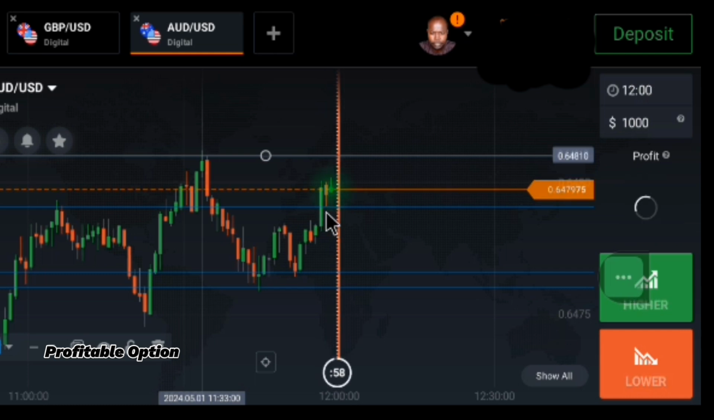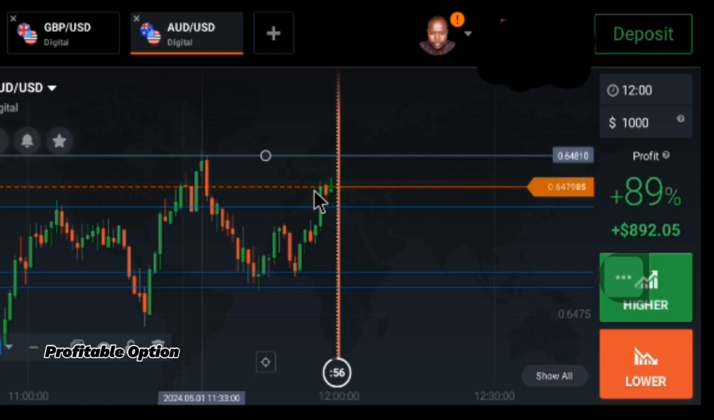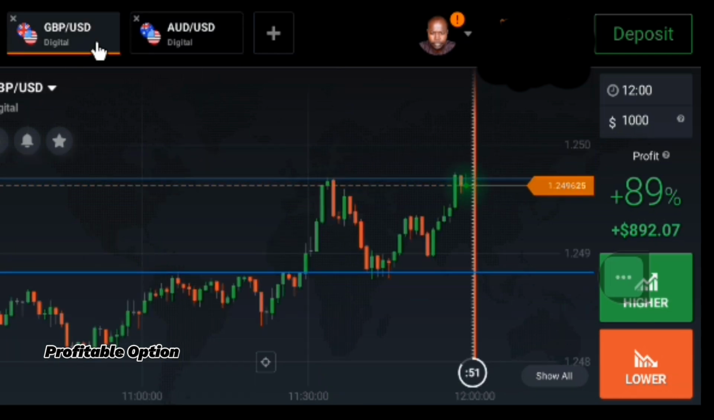Okay, this is a good place to place a trade, but for now, we just have to be patient and see what happens because it might still come down. So let's see the other pair.